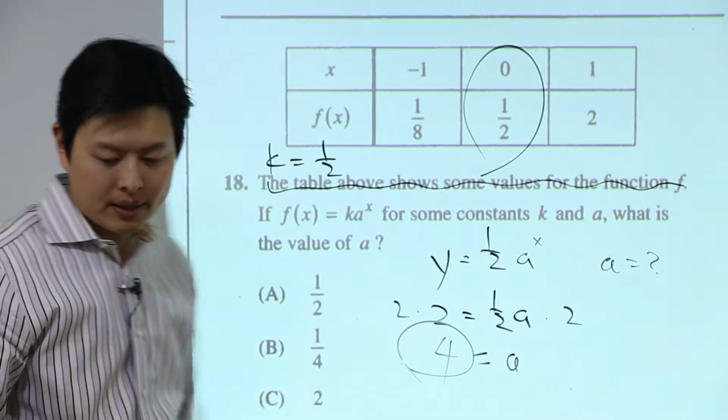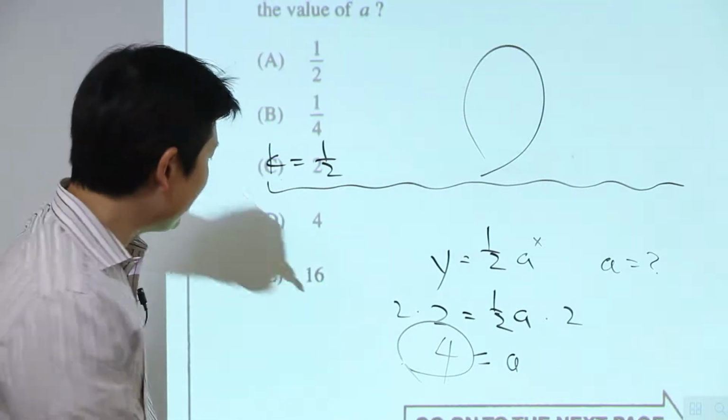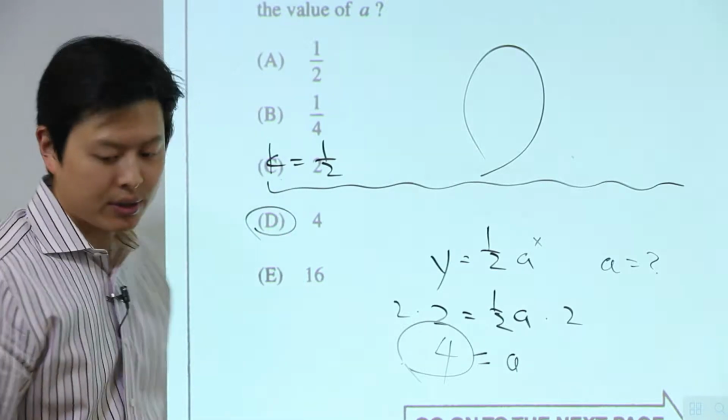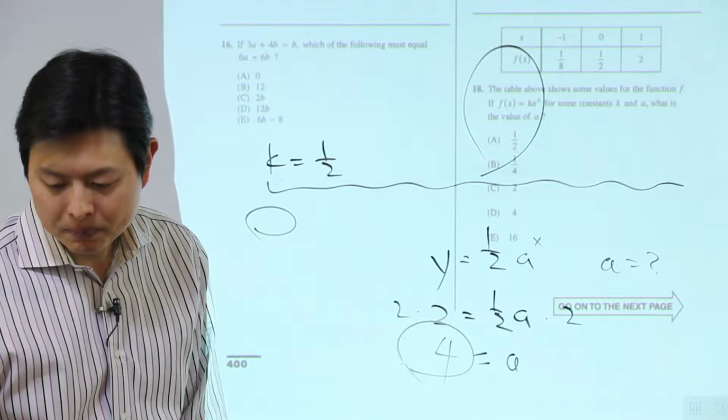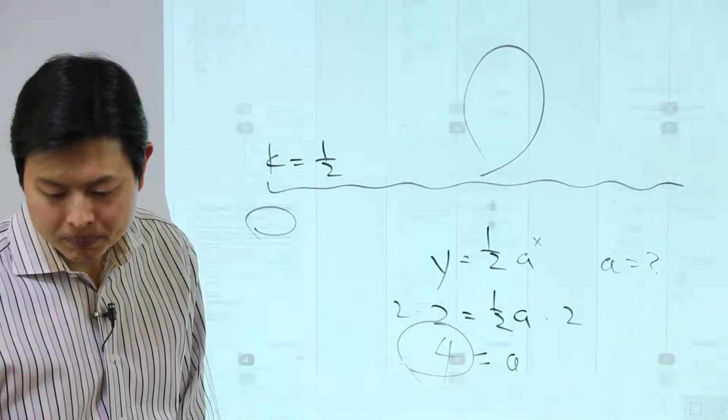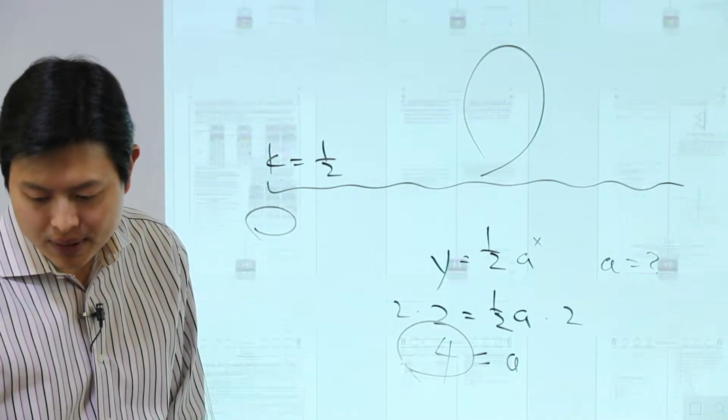for number 18. Let's see if we have that choice. D, therefore, is the correct answer to number 18. Let's jump to section 7. Section 7, number 18. Let's try that one.